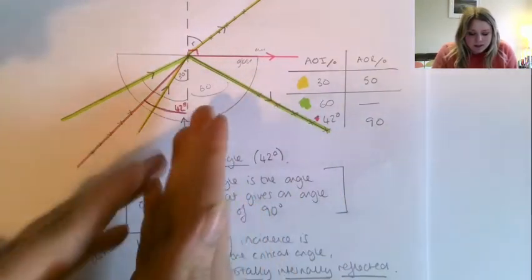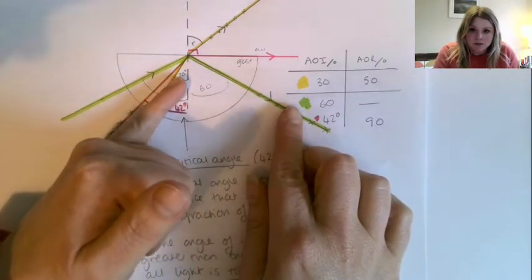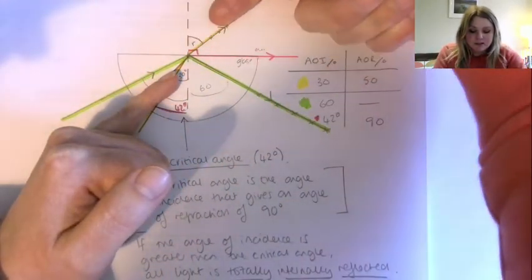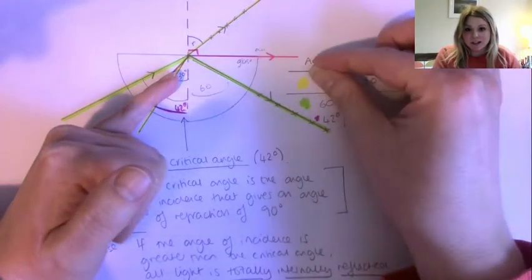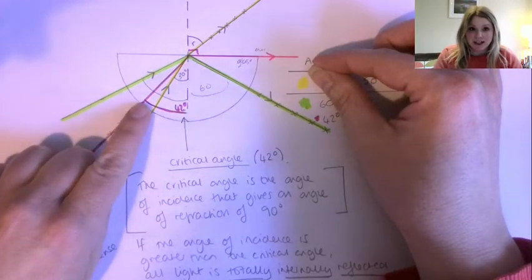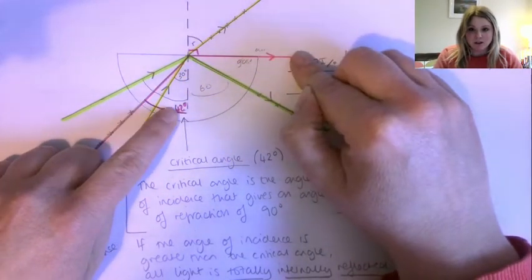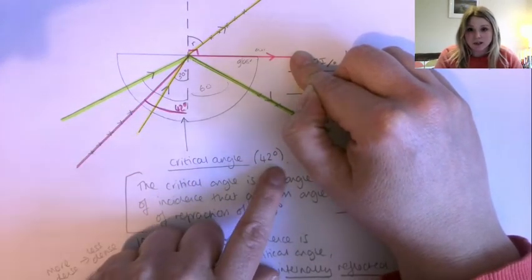So as we increased our angle of incidence here, like from the yellow one on round, this ray of light here would have got refracted more and more until eventually that angle of refraction was 90 degrees. So the angle of incidence that gave us that angle of refraction of 90 degrees has the name of the critical angle, and for glass it's 42 degrees.